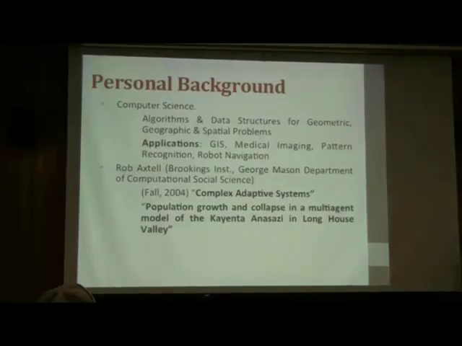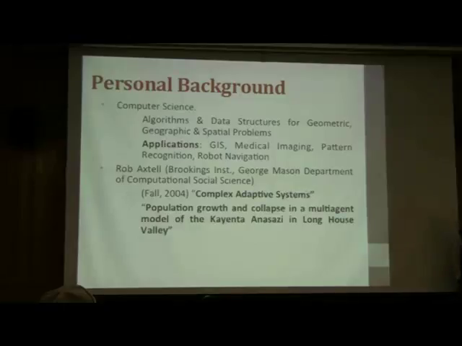and in particular he had a recently published paper in the Proceedings of the National Academy of Sciences that was an individual-based model paper on population growth and collapse in a multi-agent model of the Kayenta Anasazi in Long House Valley. He was looking at individual-based models trying to understand the population dynamics of the Anasazi people in Arizona. So I found his work very fascinating. So in 2005, 2006, I devoted much of my leave to a little bit of a transition in my own research area.